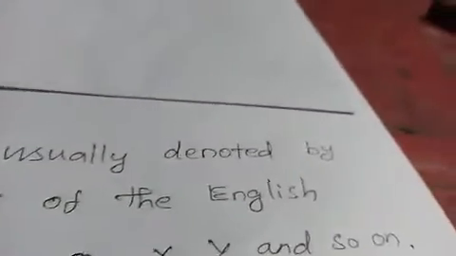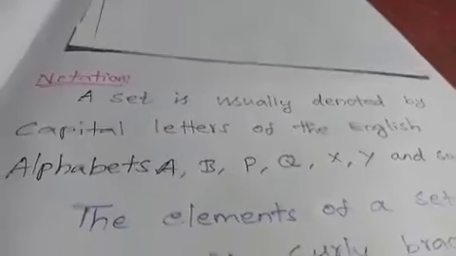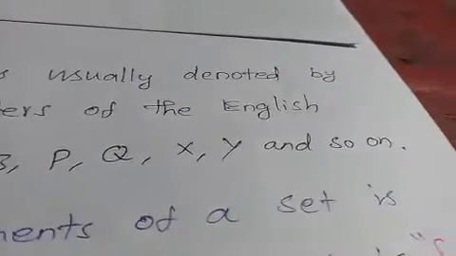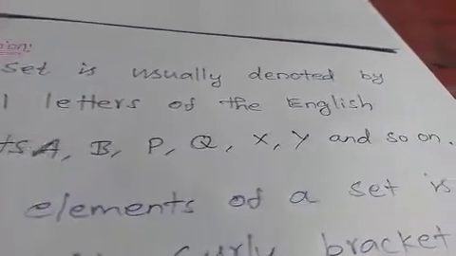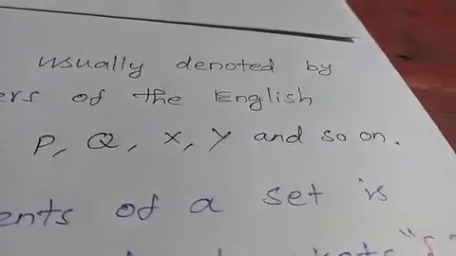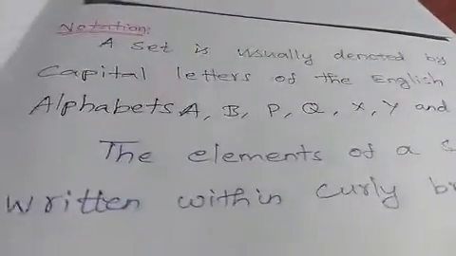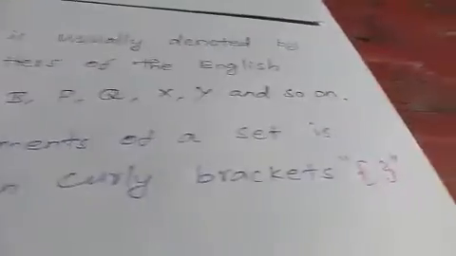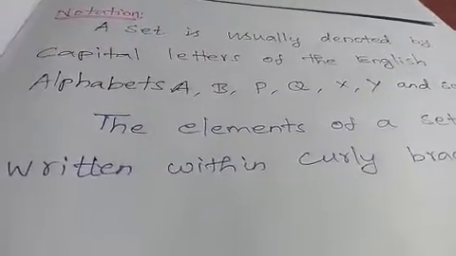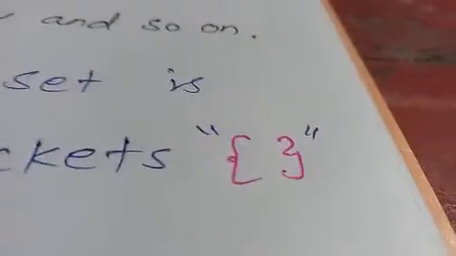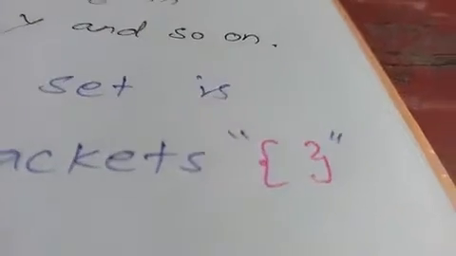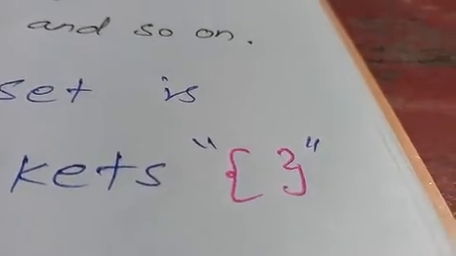Notation. A set is usually denoted by capital letters of the English alphabet: A, B, P, Q, X, Y, and so on. The elements of a set are written within curly brackets. This is a curly bracket, denoted like this. The elements in a set will be written within this bracket.